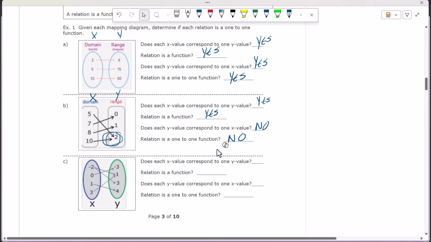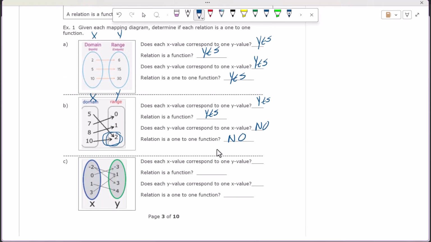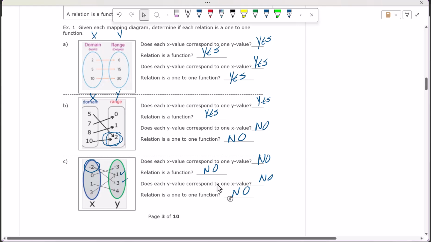Okay, next problem. Does each x correspond to one y? Okay, here you've got a problem right there. The -2 corresponds to 2 values. It maps to 1 and it maps to 3. So that is not a function. And if it's not a function, then it's not going to be one-to-one. So you don't have to really think that much about that. Okay, one-to-one has to be a function.